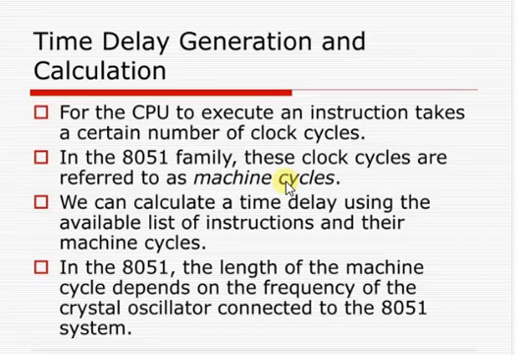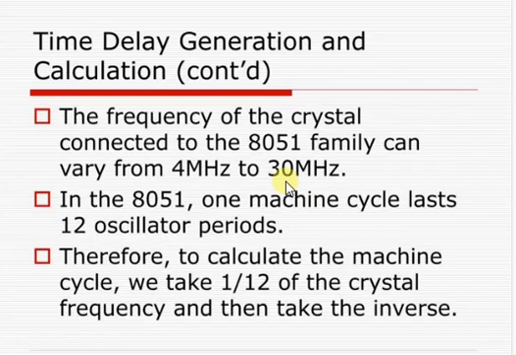In the 8051, the length of the machine cycle depends on the frequency of the system oscillator connected to the 8051 system. The frequency of the crystal connected to the 8051 family can vary from 4 MHz to 30 MHz.